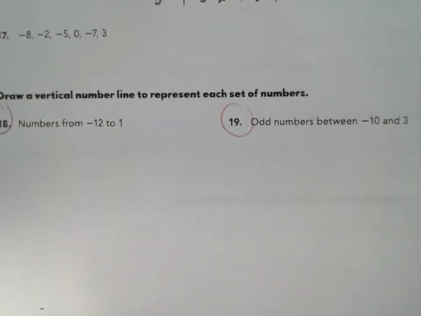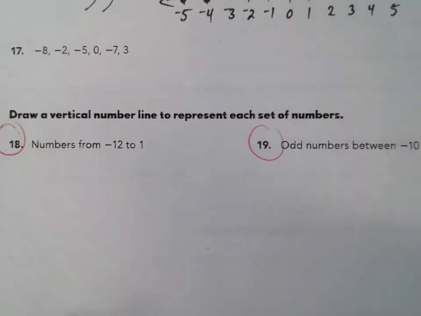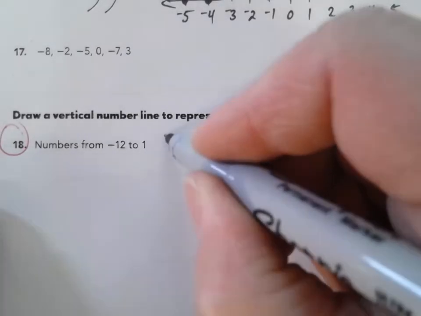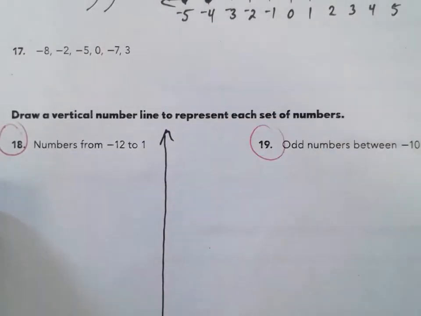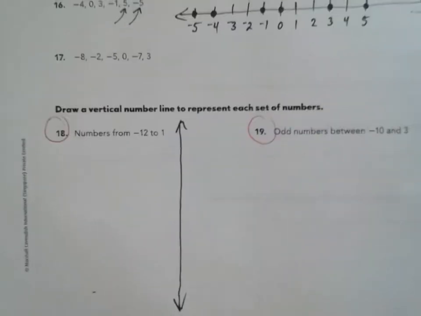This bottom section, students were kind of concerned about these vertical number lines, so they asked me to video this today. We're kind of flying quick because I don't have a lot of time to do this one. So here goes. Vertical, we remember that that moves from north to south, or maybe up and down. It moves vertically. And I want my numbers to go from negative 12 to positive 1.